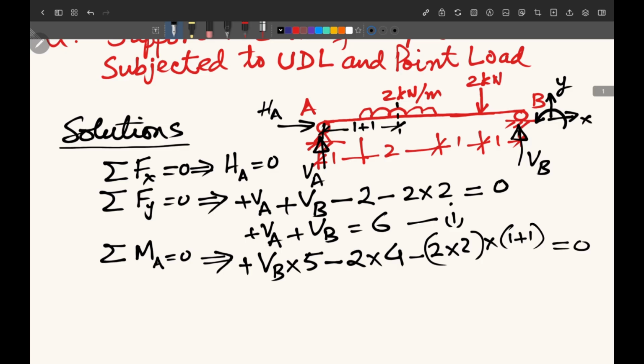So we get the value of VB from here. We can say 5 VB minus 8 equal to 0. Therefore we get VB equal to 16 upon 5.